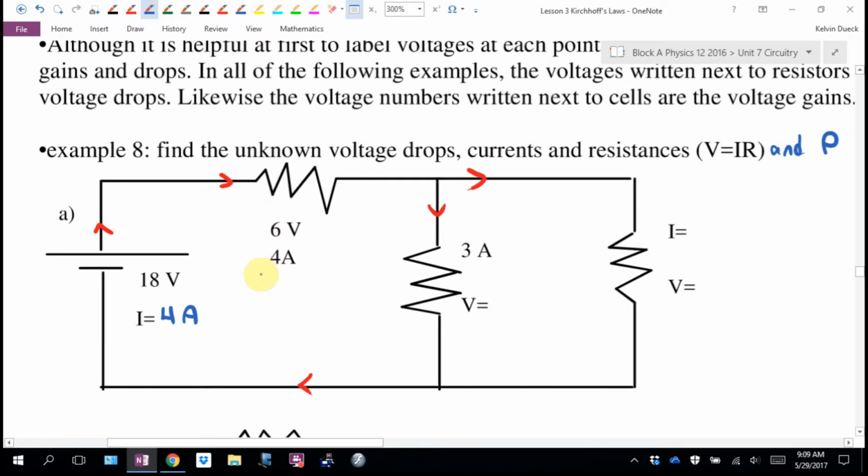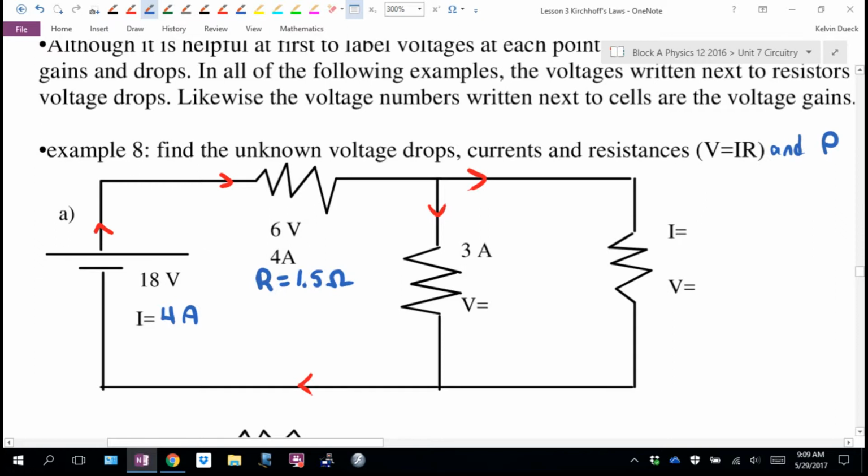In this resistor, what's the resistance? Well, I know the voltage, 6. I know the current, 4. V equals I times R. Get the R by itself in your head, please. R equals what over what? So V, 6 divided by 4. This must have a resistance of 1.5 ohms.